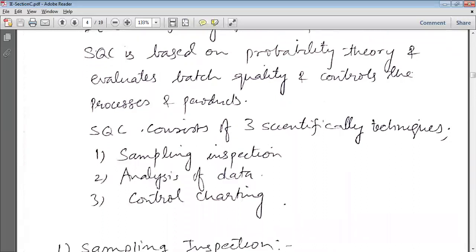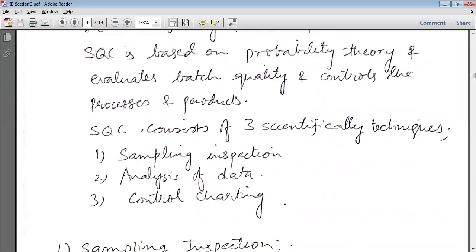Statistical quality control consists of three techniques that are analytical, scientific and mathematical. One is sampling inspection, then analysis of data, and then control charting. Sampling inspection means that we reduce the 10,000 inspections to 500. The art of reducing the 10,000 to 1,000 or 500 samples is known as sampling. Sampling means that we take only 500 samples out of 10,000.